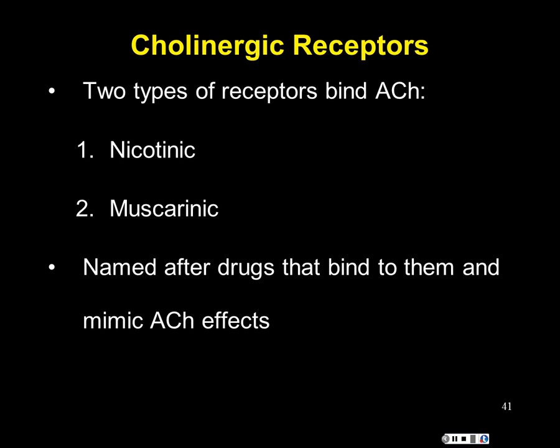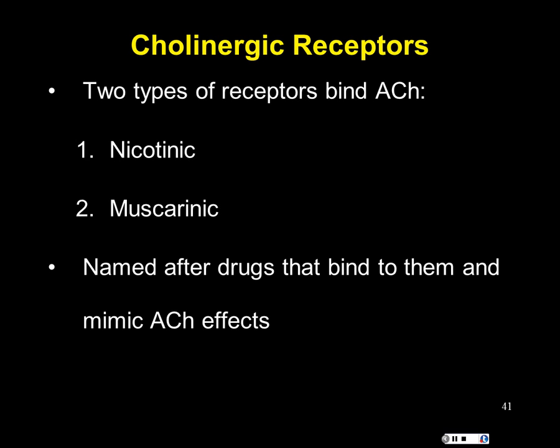And by default, the muscarinic must be the second messengers. And so because acetylcholine has a lot of target tissues, there is a lot of diversity.